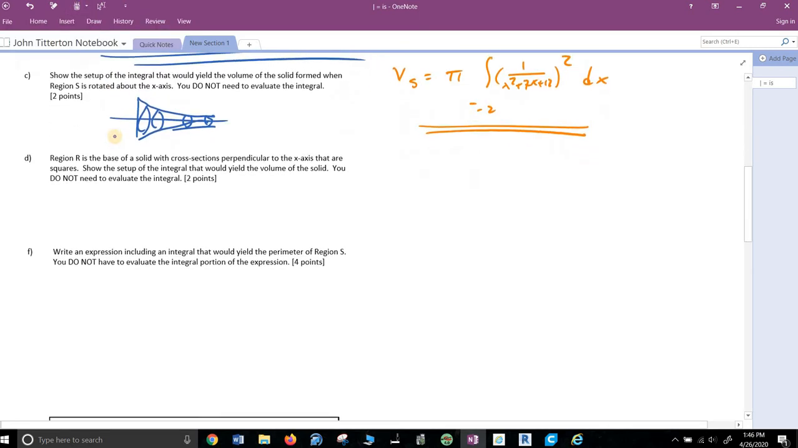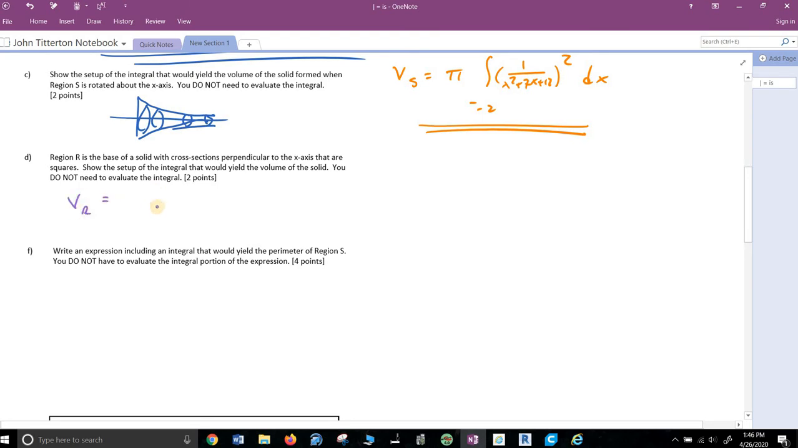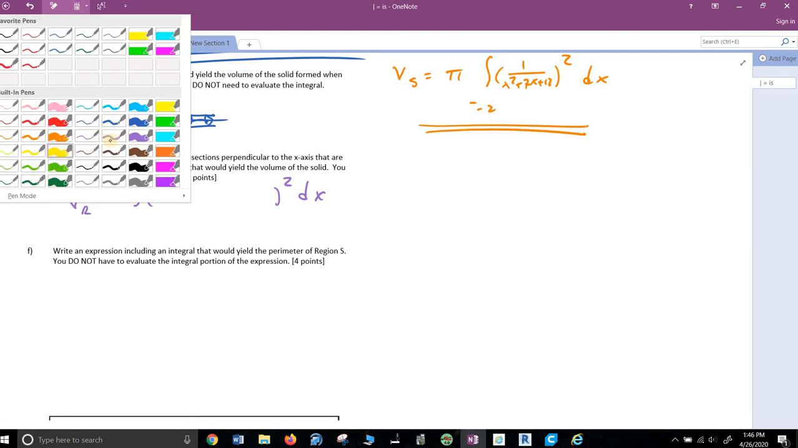Region R is the base of a solid with cross sections perpendicular to the x-axis that are squares. So here we go. Volume of region R is squares. Made a mistake already once today. Let's not make it twice. Something squared. That's right. We integrate it from 0. Pardon me, from -2 to 0.